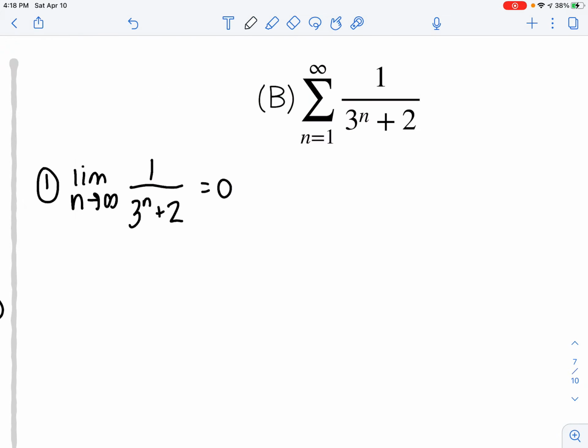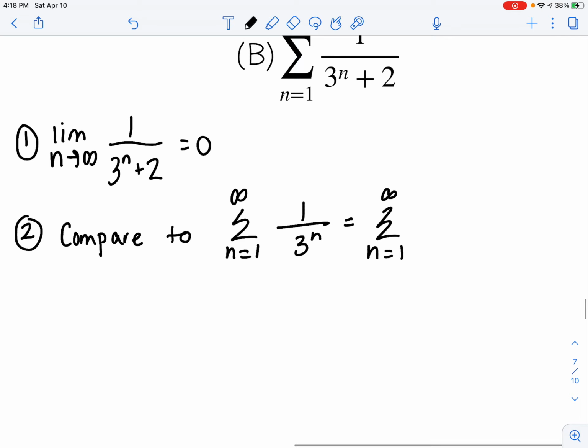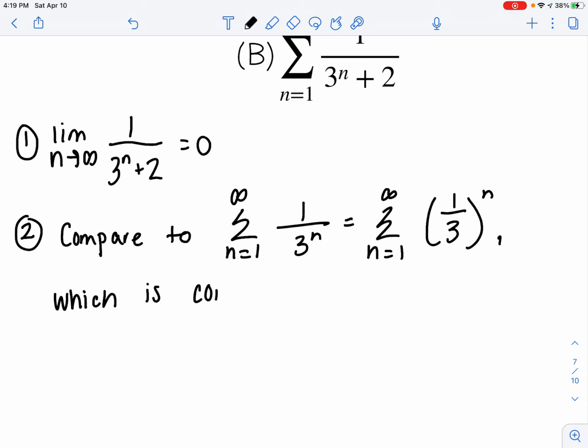So let's compare this to the sum from 1 to infinity of 1 over 3 to the n, which I can also write as 1/3 raised to the n. My summations are awful today, that's okay. And this is geometric. We can see that common ratio being raised to a power, which is convergent by the geometric series test.